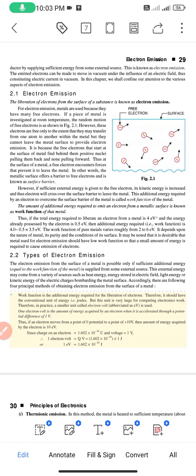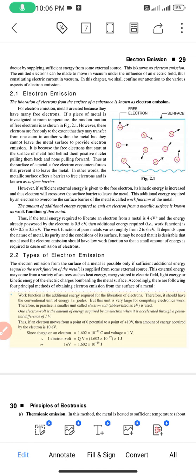However, if sufficient external energy is given to the free electron, its kinetic energy is increased and thus the electron will cross over the surface barrier to leave the metal. This additional energy required by an electron to overcome the surface barrier of the metal is called the work function of the metal.